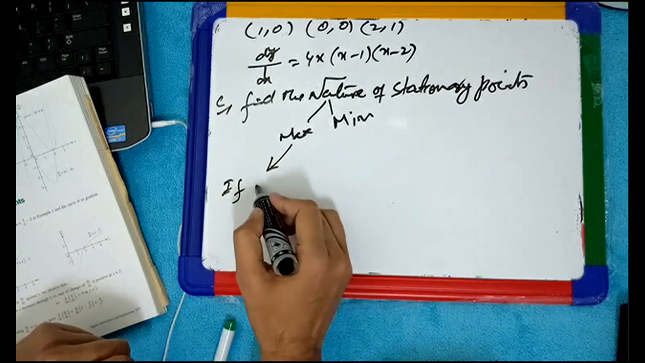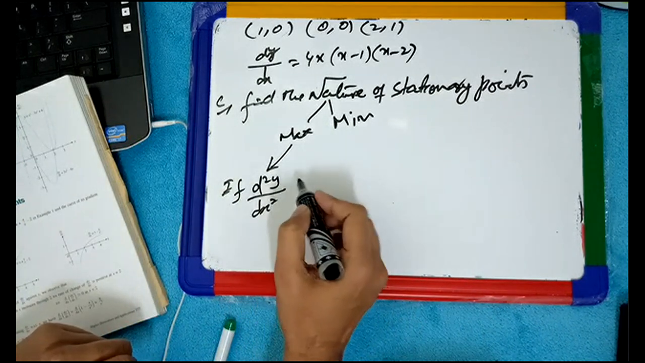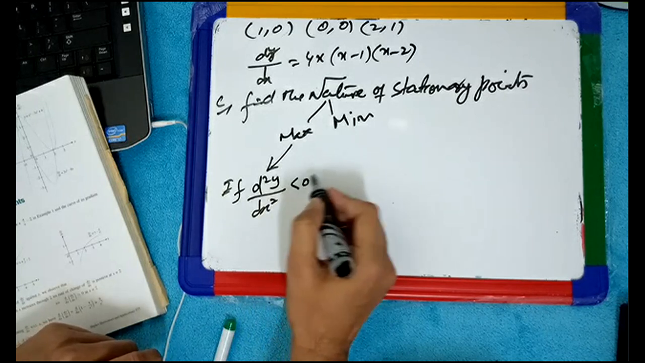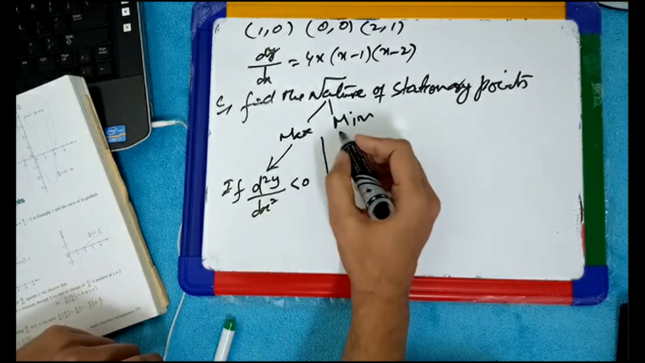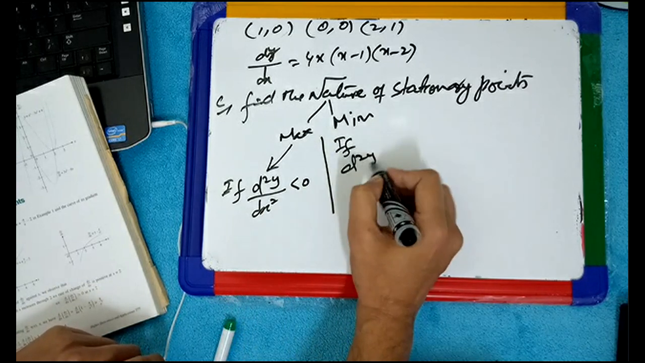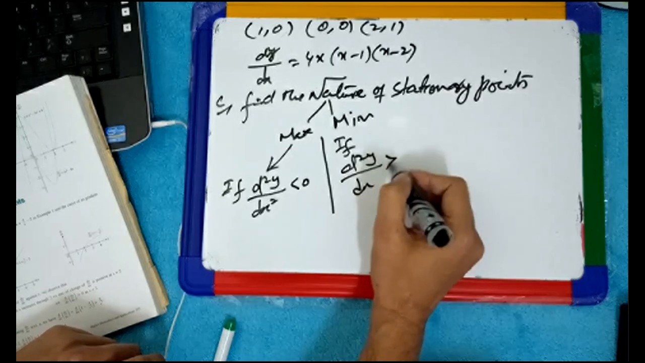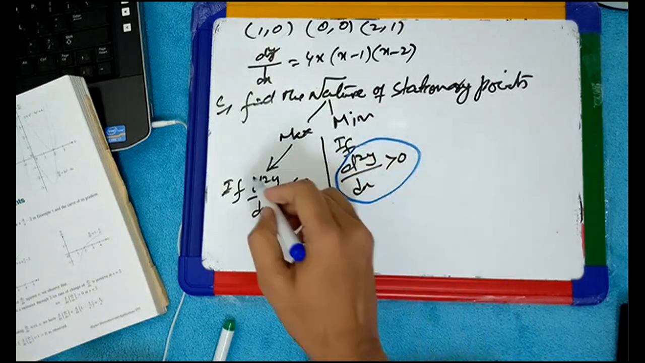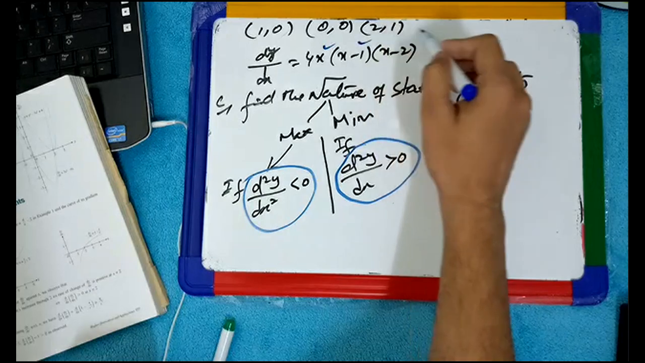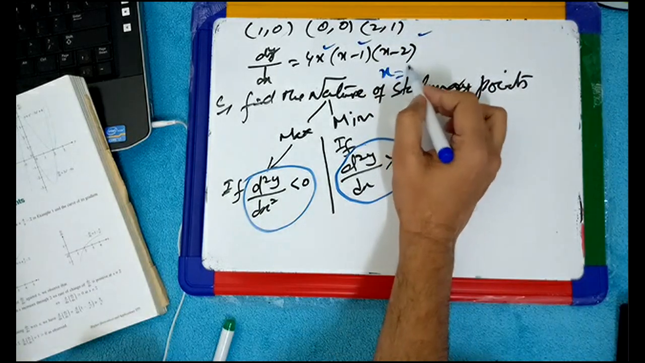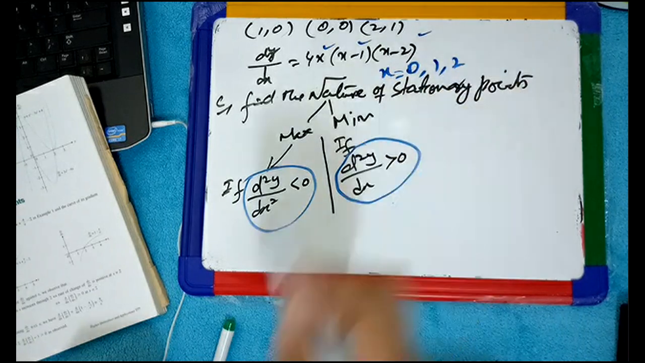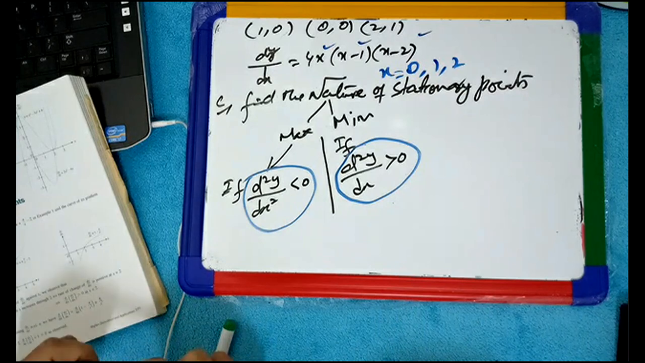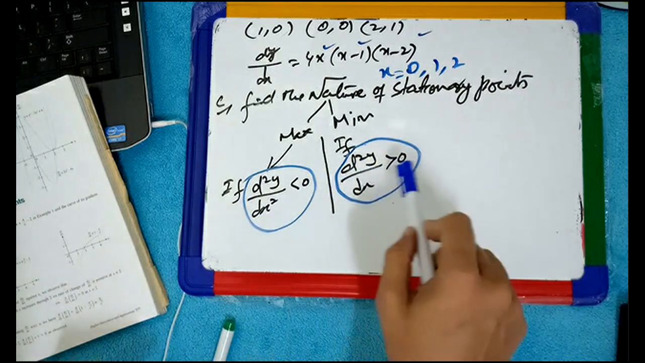For maximum, what do we do? If the second derivative d2y over dx square is less than zero, this is maximum. If the second derivative is greater than zero, it is minimum. You remember this one forever. You will find the second derivative now, and put in these values, 0, 1 and 2, into the second derivative. Observe whether it gives a positive or a negative answer. It's very easy.